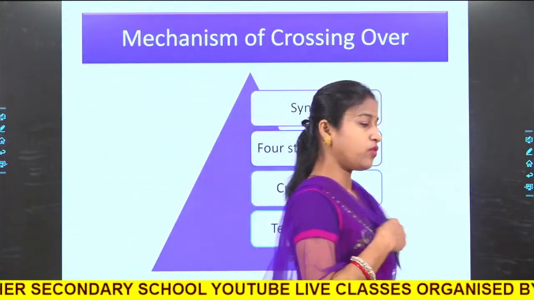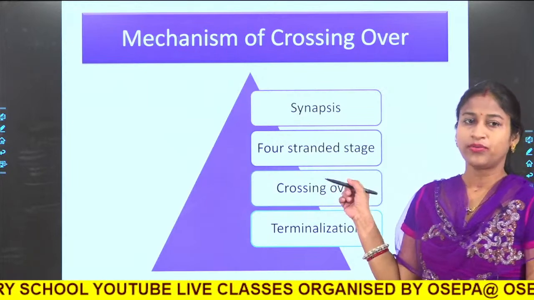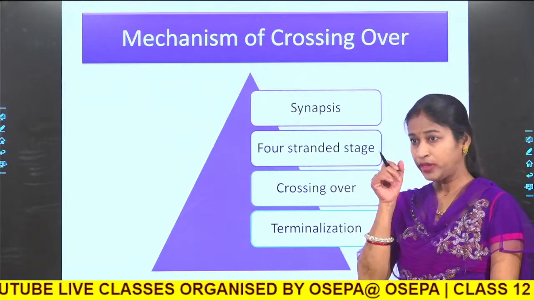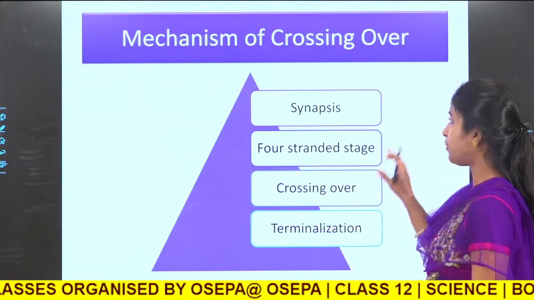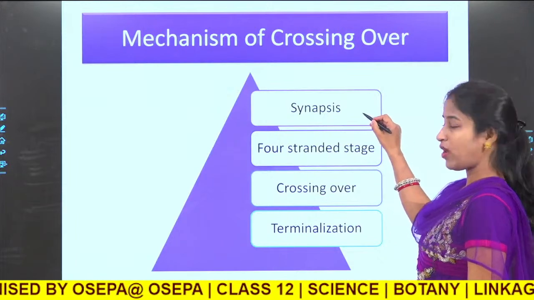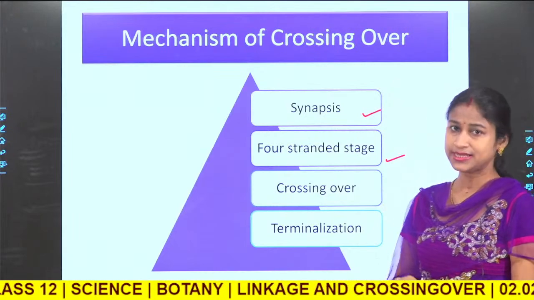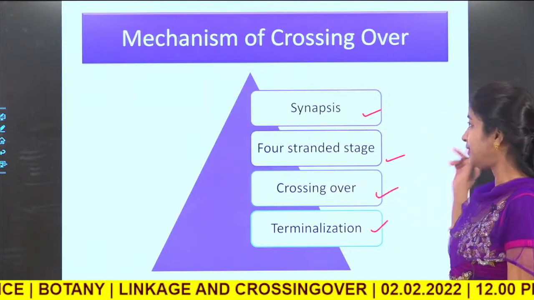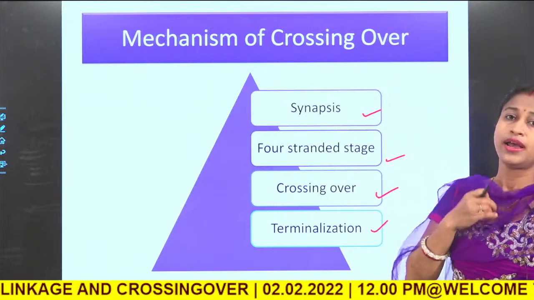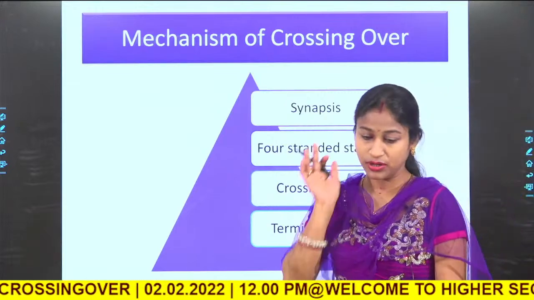So, the mechanism of crossing over, now we will go for a diagrammatic explanation by doing the diagrams. The mechanism of crossing over is that one is synapsis, then the second is the four-stranded stage, then crossing over and then terminalization. Now, let us have a look at the cell divisional process.